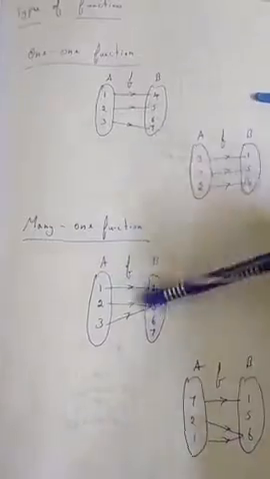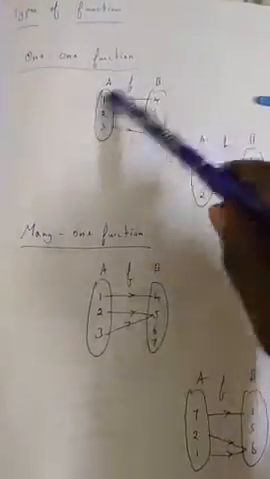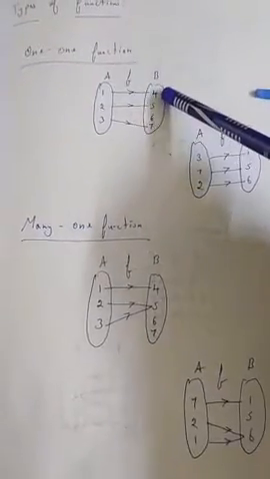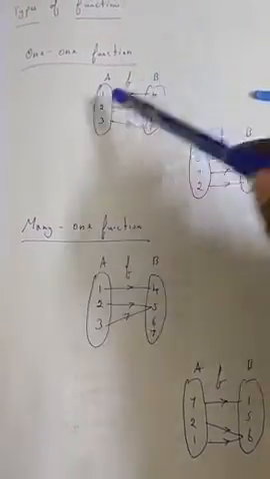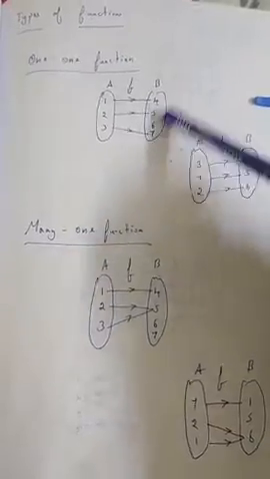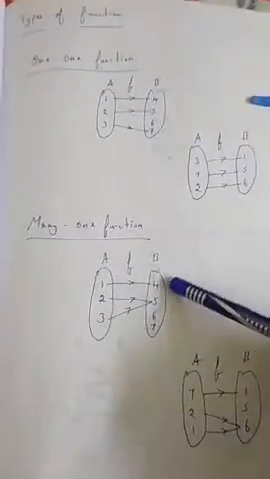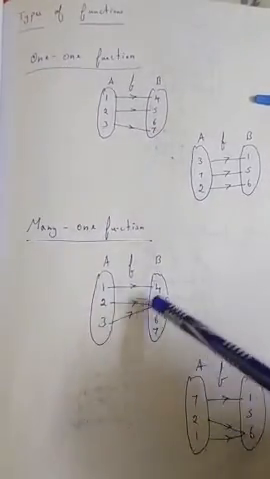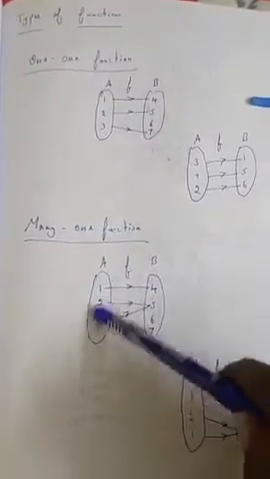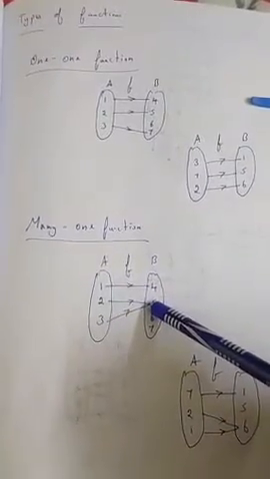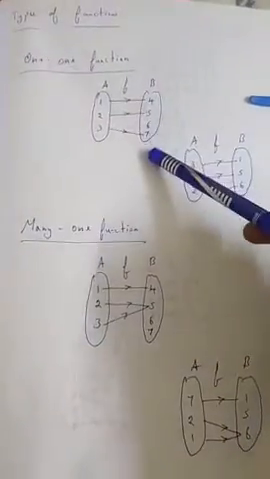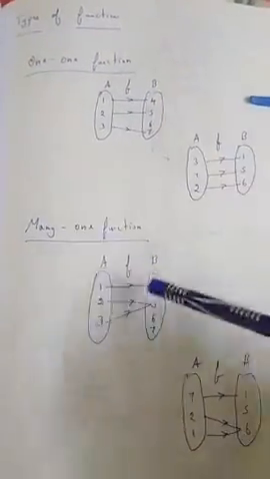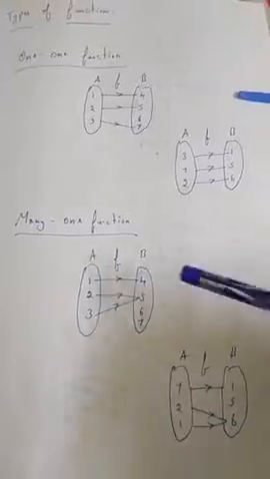So one-to-one and many-to-one are straight opposites. One-to-one function means all the images are unique. We have different images: 4, 5, 7. All the images are different. But here the image of 1 is 4, the image of 2 is 5, the image of 3 is also 5. We have a common image for 2 and 3. Right? Here we don't have a common image. All the images are unique. So if the images are unique, it is a one-to-one function. If we have a common image, it is called a many-to-one function.